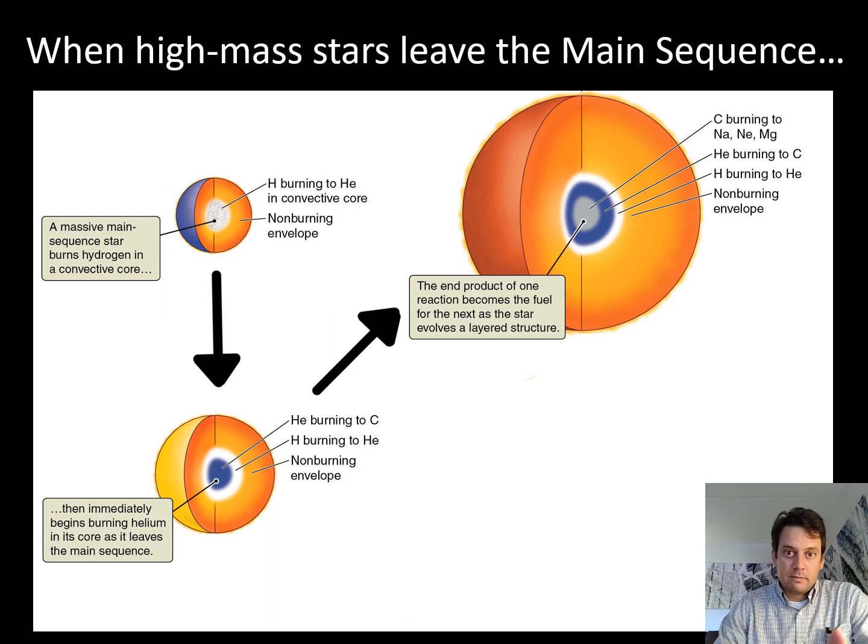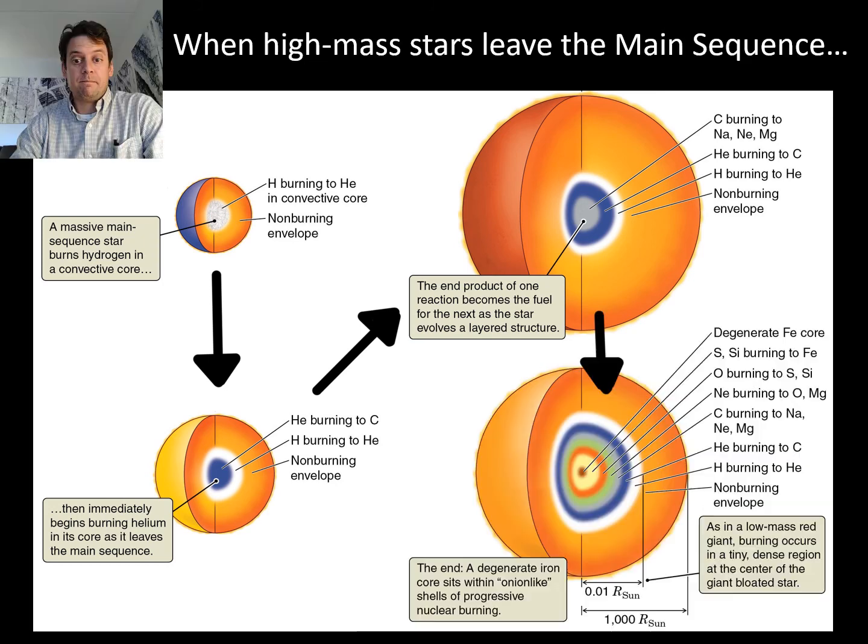What do you think happens next? Well, eventually the carbon is exhausted, the core collapses again, and what do you know? You start fusing the sodium, the neon, and the magnesium to varying degrees. And so the upshot is that eventually you get to a stage where this thing looks a whole lot like an onion. You've got a degenerate iron core in the center, surrounded by a layer in which sulfur and silicon fuse to form iron. You then have another shell in which oxygen is fusing to form sulfur and silicon.